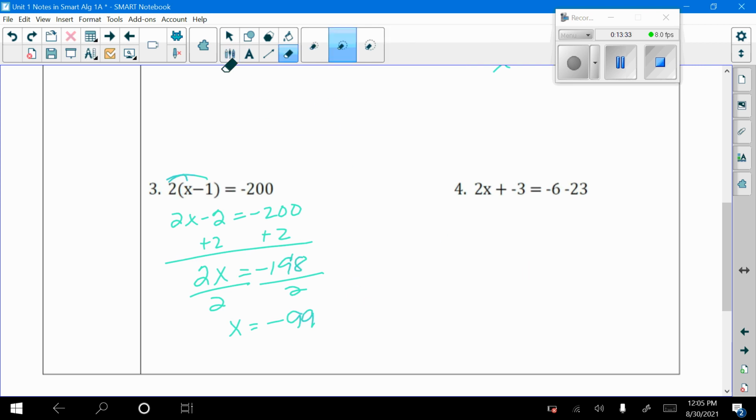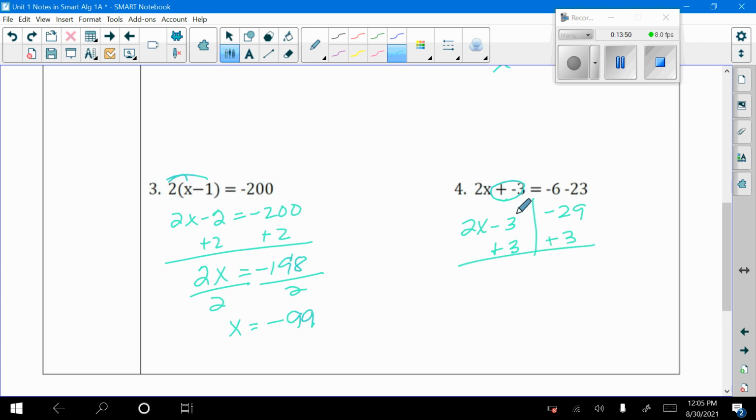And the last one, this one lined down the middle. First of all, this would give me negative 29. Over here, I end up with 2x. Plus a negative here means minus. And then add 3 to both sides. So now I end up with 2x is equal to negative 26. Divide both sides by 2. X is equal to negative 13.